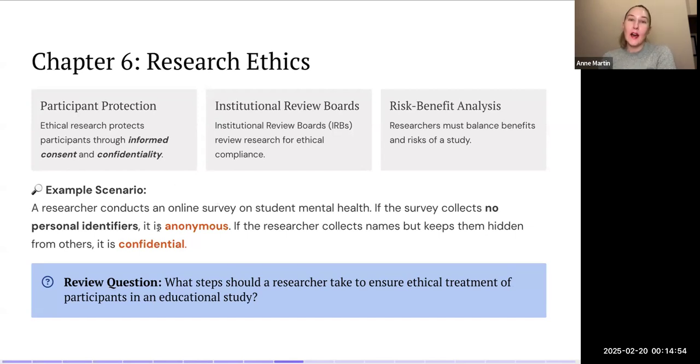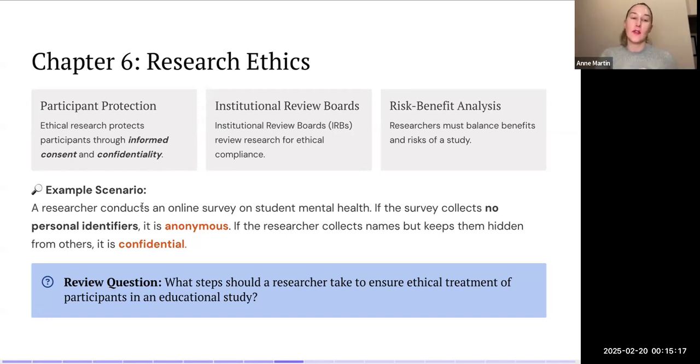Now, you'll also have the ideas of confidentiality and making sure that you keep participants' identity and private information confidential. So making sure not to collect personal identifiers, and when you are writing about participants, using a pseudonym and not having any identifiable information included.